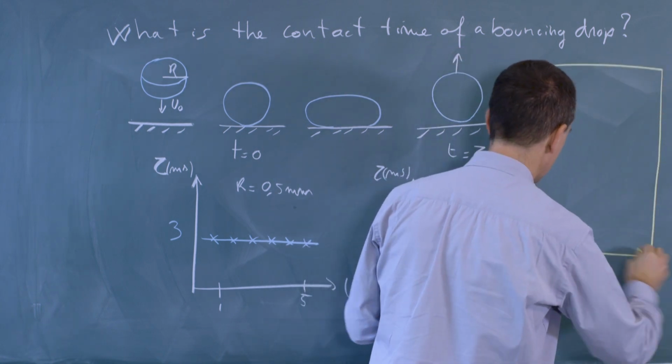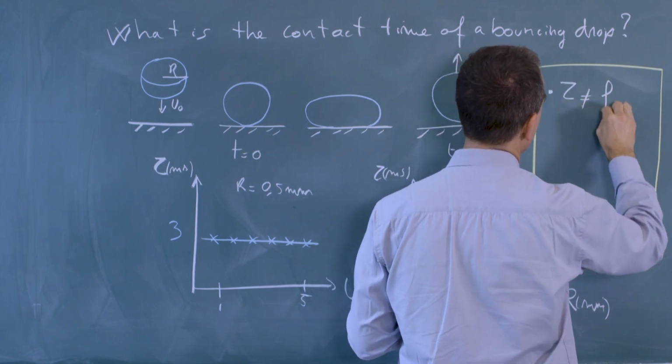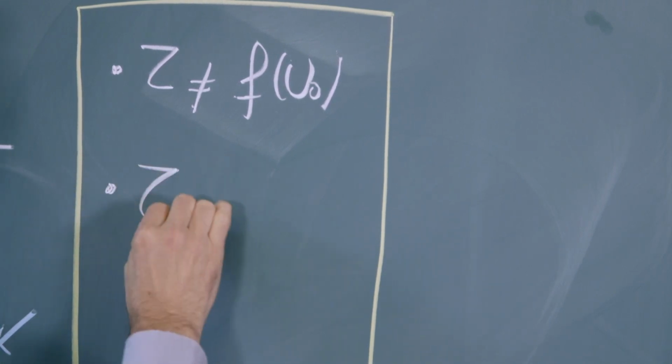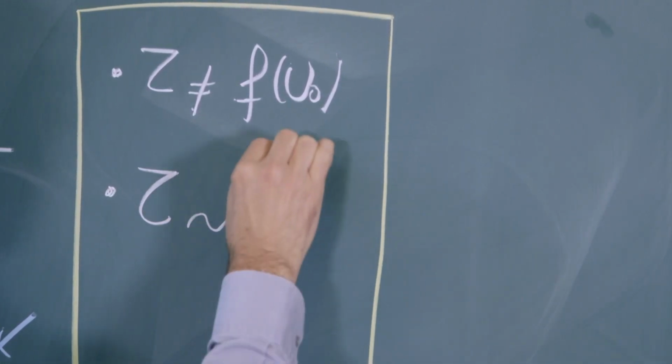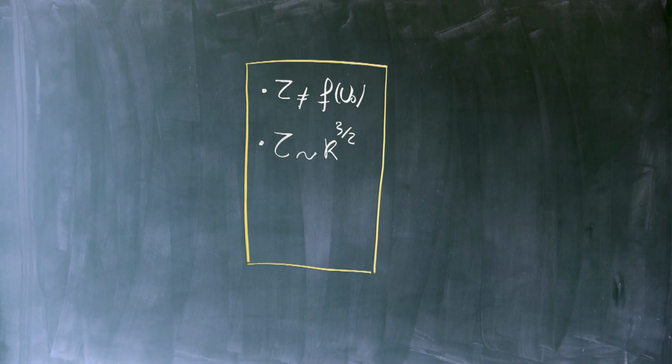So we have two results. First, the contact time does not depend on the velocity. And second, the contact time goes like the radius of the drop to the 3/2. These are the two ingredients that we will have to find in our model.